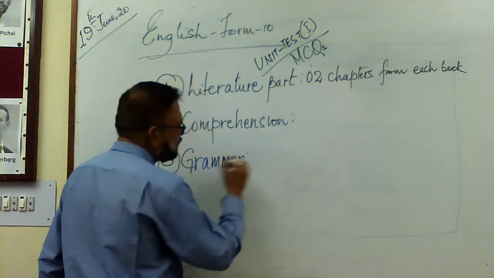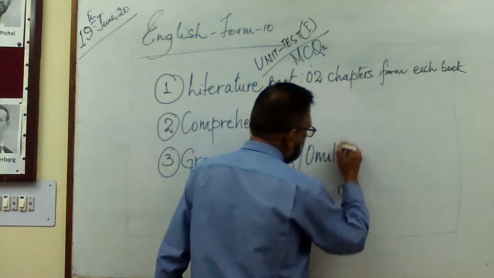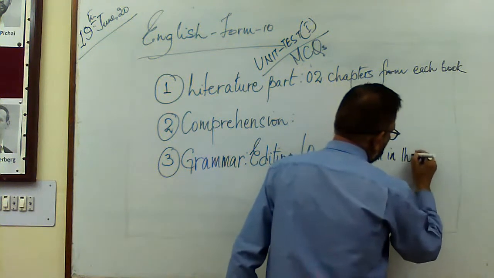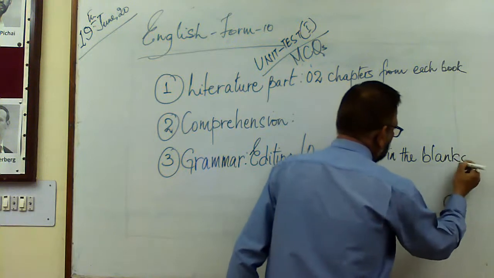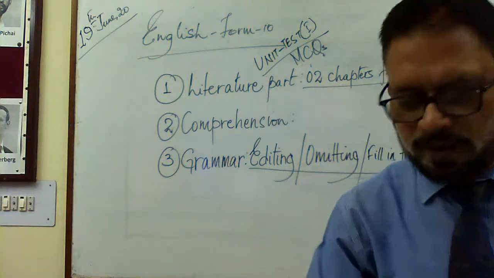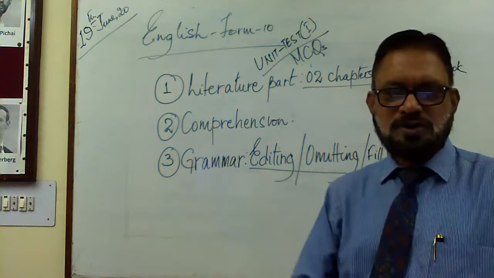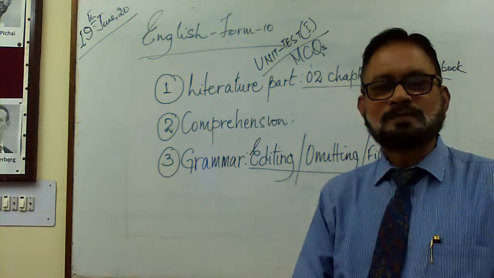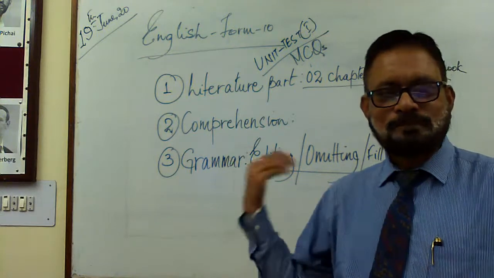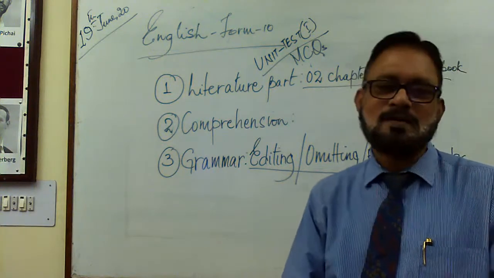Grammar will be the same as we had discussed, but with one change: editing, omitting, and fill in the blanks. So now your syllabus for Unit Test 1 has been designed. Literature, 4 chapters, 2 from each book. Comprehension, 1 passage, which I'll give you with MCQs. And the last will be your writing skill, that is, editing, omitting, fill in the blanks.